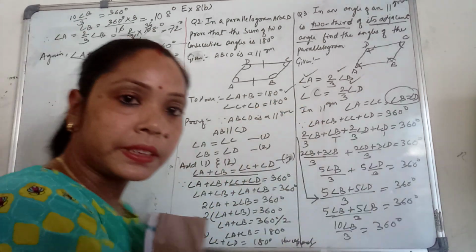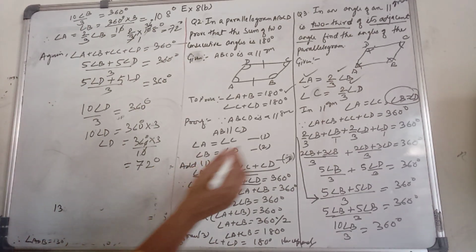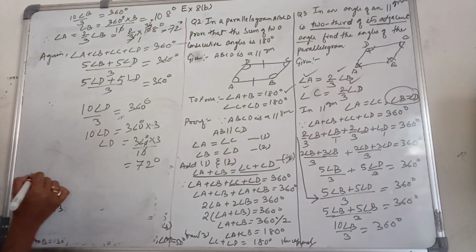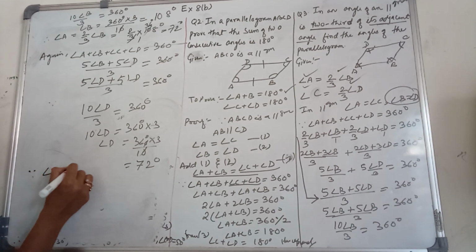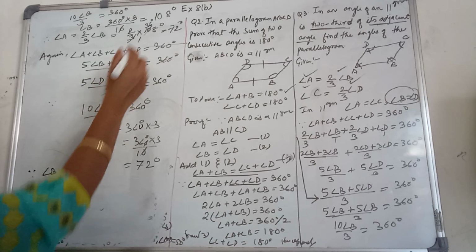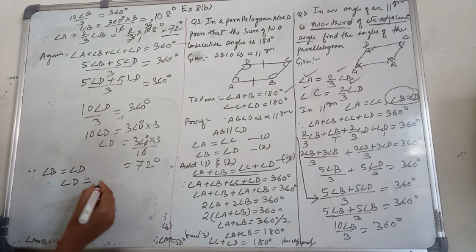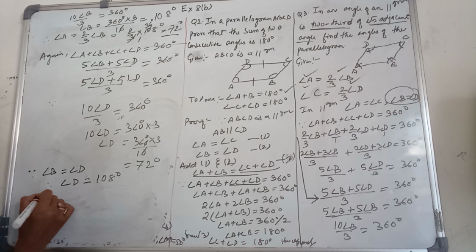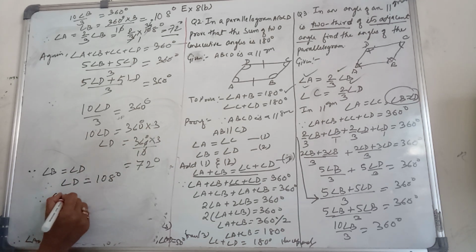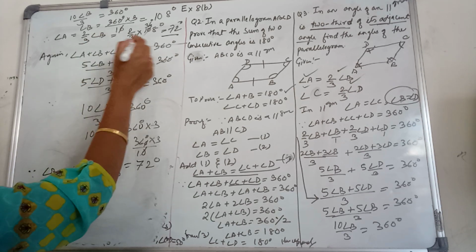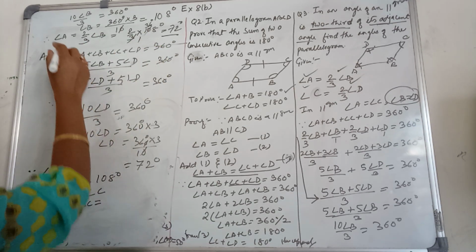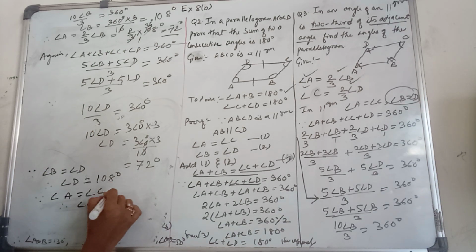So you can repeat the step, or you can use the property also, like angle B is equal to angle D. Since angle B is equal to angle D, therefore angle D is also equal to what? Angle D is also equal to 108 degree. So if you get 108 degree, now also since angle A is equal to angle C, therefore angle C is equal to, what we'll get? Angle C is also equal to angle A. What is the angle A? We get the 72 degree.